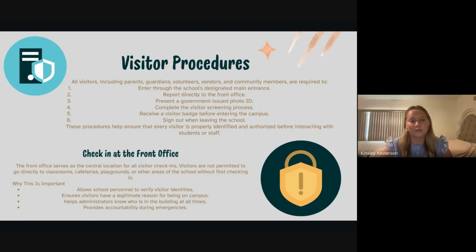Checking in at the front office, it's a central location for all visitors, which stops them from going directly to classrooms, cafeterias, playgrounds, or other areas of the school without first checking in and making sure that they are allowed to be at the school. It ensures that all visitors have a legitimate reason for being on campus and that they are not going to be wandering around in the halls doing things they're not supposed to. It helps administrators know who's in the buildings at all times and provides for accountability during emergencies.